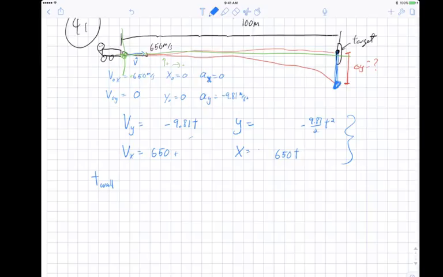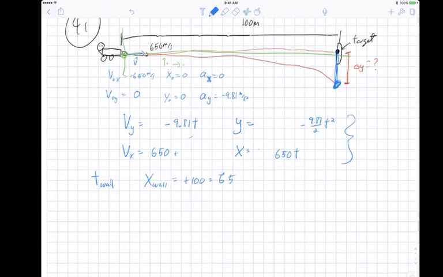So to figure that out, we know that the wall happens at x equal to plus 100. So that's equal to 650 t. So t wall is equal to 100 divided by 650, which is 0.154 seconds to 3 sig figs.